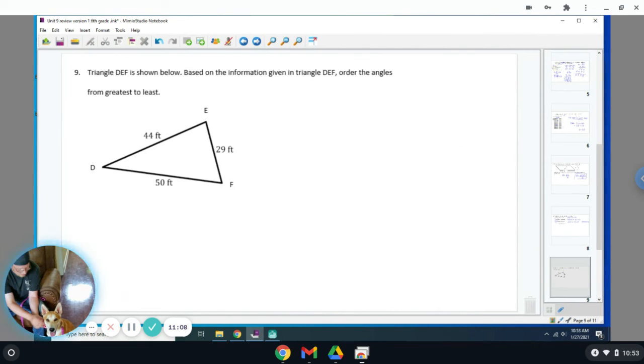All right, number 9. Triangle DEF is shown below. Based on the information given, order the angles from least to greatest. Okay, so this is the greatest length, so E will be the greatest. So E will be first. This is the next greatest, so then F, and then D will be last.